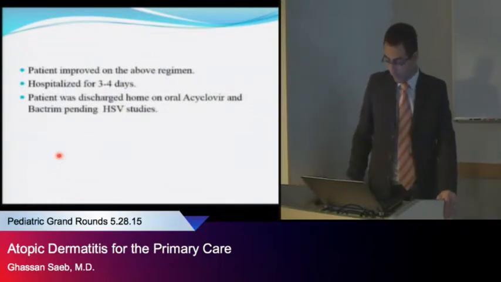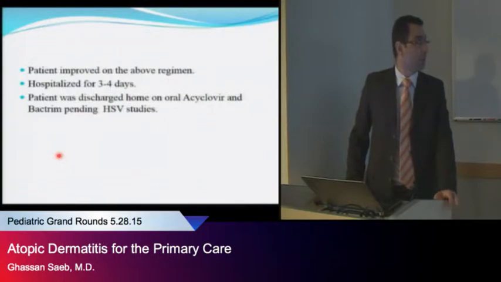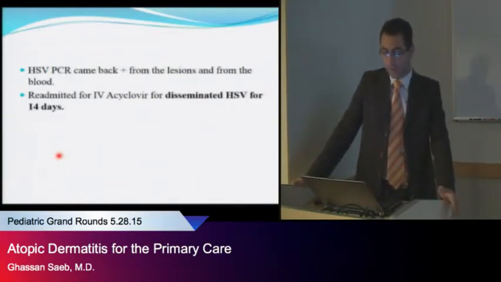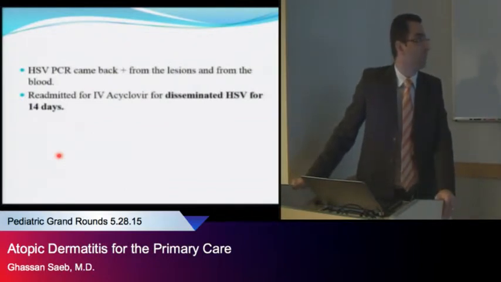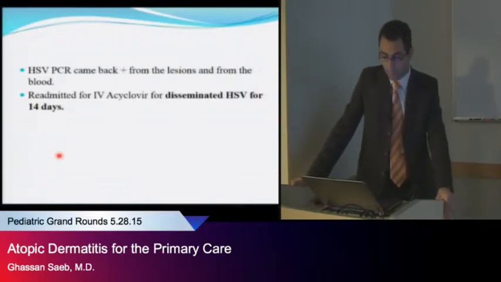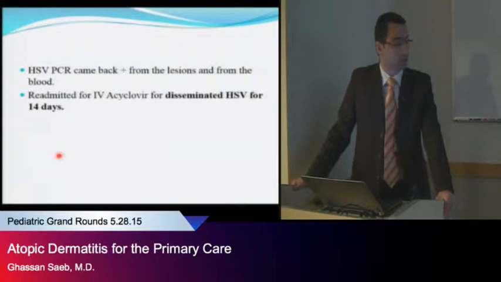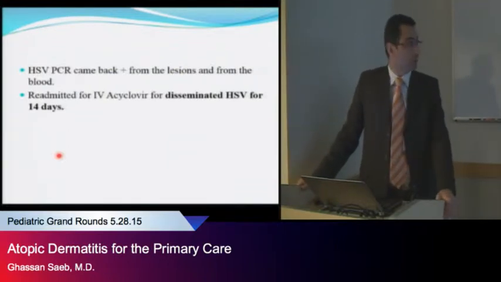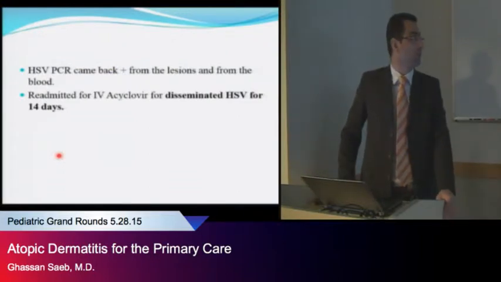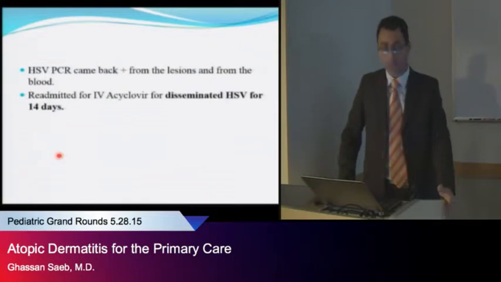The HSV cultures were not back yet. I saw her in the clinic, and the HSV PCR was positive from the lesions and from the blood, which gave her the diagnosis of disseminated herpes simplex virus. And she was readmitted for IV acyclovir for 14 days. Then she went home without any significant complications.